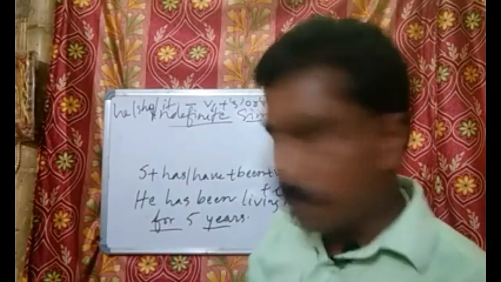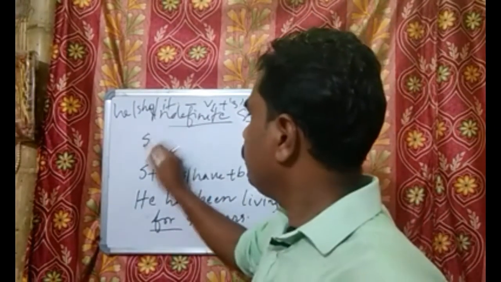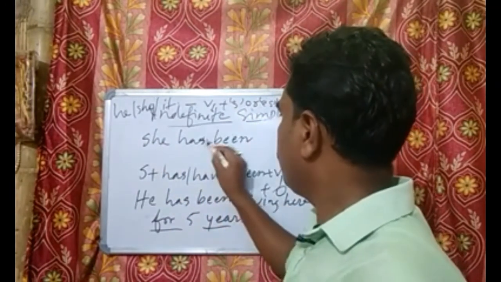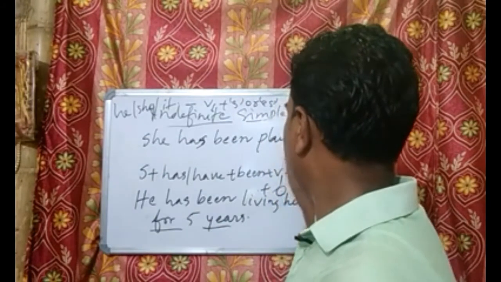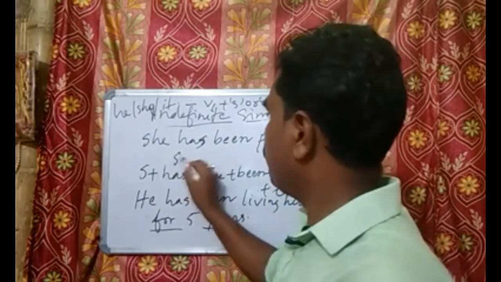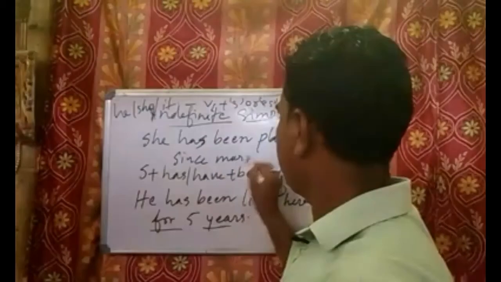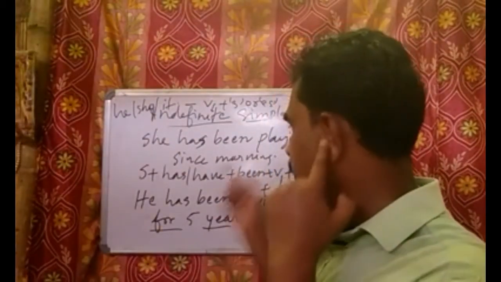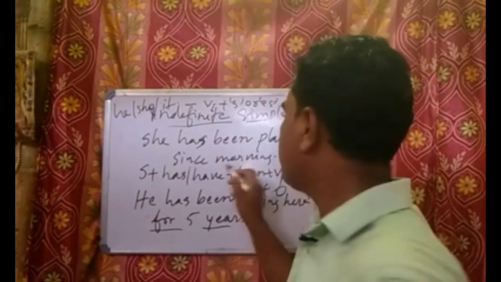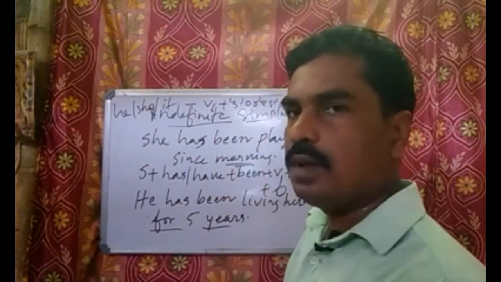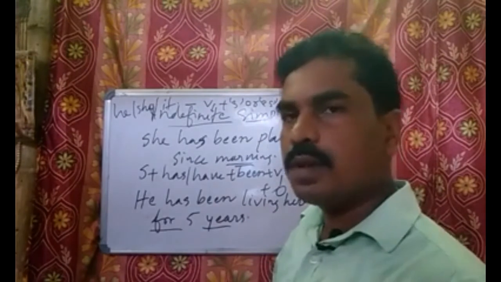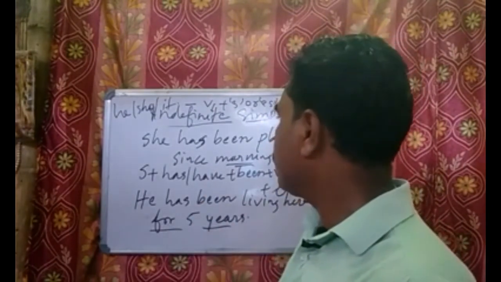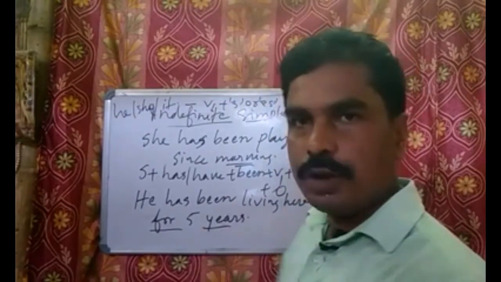I will give you one more example. She has been playing since morning. Okay, she has been playing since morning. Morning she started, now also she is playing. Morning is mentioned here, that is why we have used since. If it would be like 2 hours, 3 hours, then we could have used for. So this is about the present perfect continuous tense.